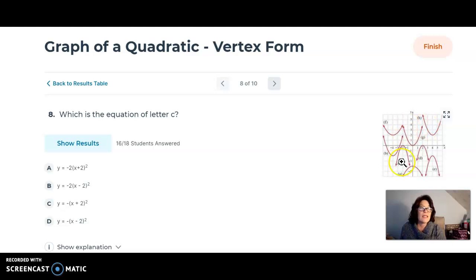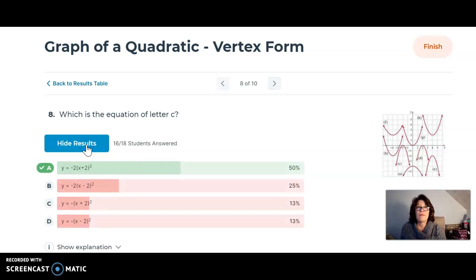Number 8 was letter C. That's upside down. Now, does that look skinnier to you? Do you see that when I go down 1 over 1, it's not on there? So it's a little skinnier and it's negative. Shifted to the left 2, so that's going to be +2. That one was letter A. All right, these were tough. I know. Only about half of you got that one right. Shifted to the left 2 is this +2 inside. Flipped upside down is the negative. The fact that it's skinnier is the 2.